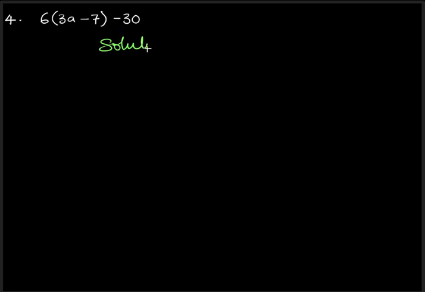Solution. What do we have? 6 bracket 3a minus 7 minus 30. What do we have here? Now, what is multiplying this bracket? You see 6 bracket, so 6 is multiplying this bracket.